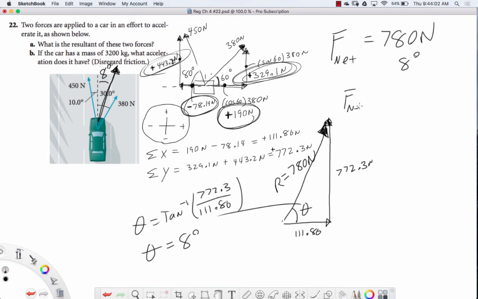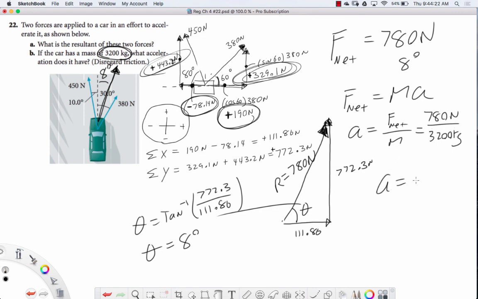What is net force always equal to? ma. So they give us the m right here. The mass is 3,200. So therefore, the acceleration is going to be the net force over the mass. So we're going to go 780 newtons divided by 3,200 kilograms. And that simplifies to give 0.24 meter per second squared.